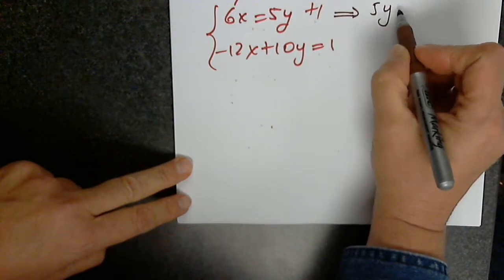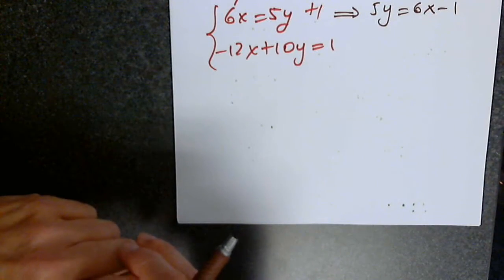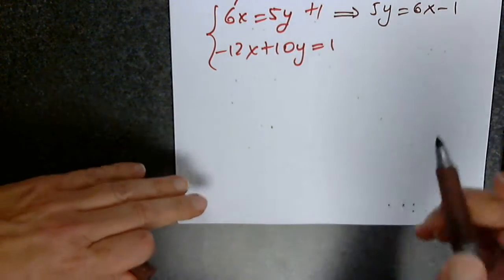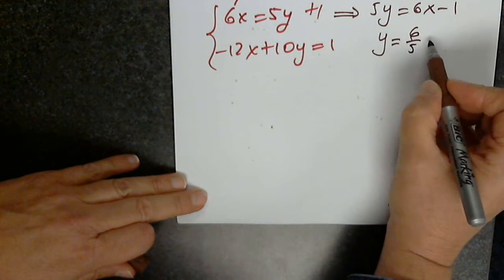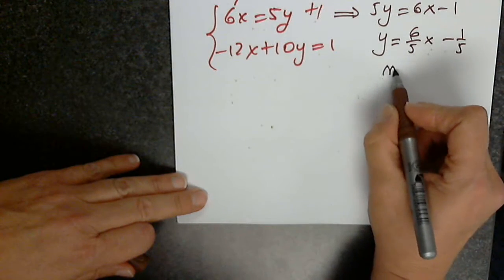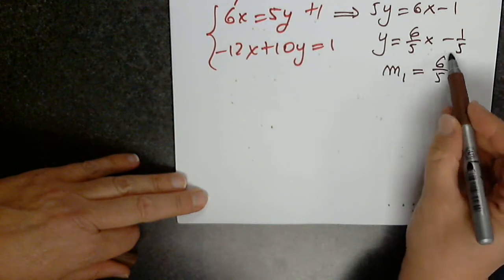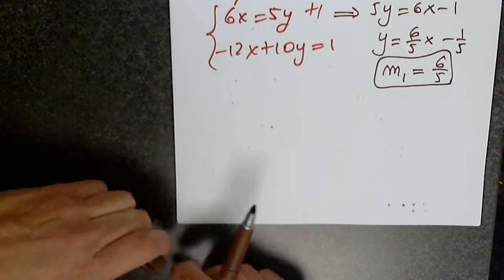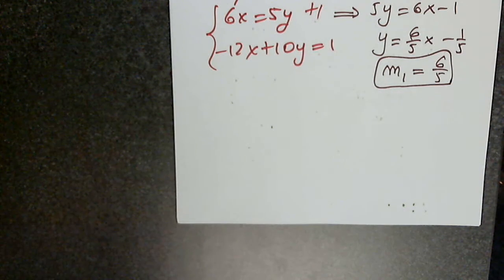Okay, so 5y equals 6x minus 1. Then you divide by 5. So 6 over 5 x minus 1 over 5. Can anyone give us the slope of the first line? That's it. So I solved the first equation for y just to identify the slope. Now what?